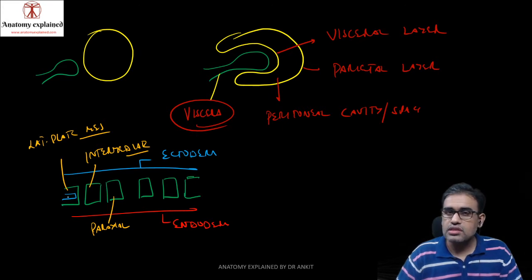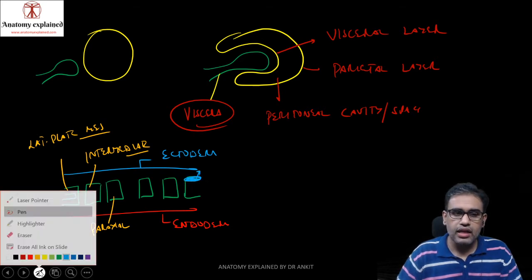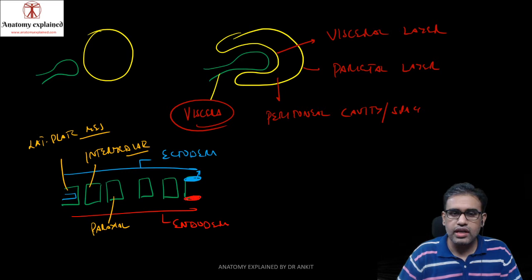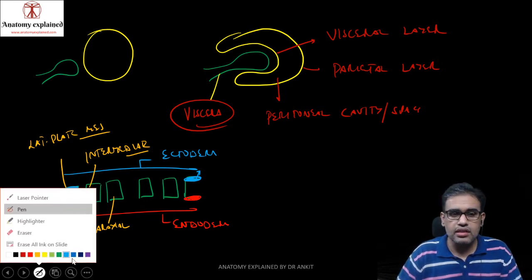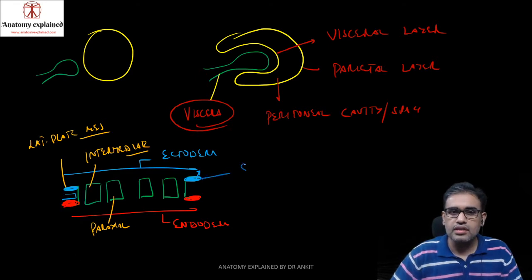That cavity formation will divide the lateral plate mesoderm on both sides into a layer which is close to the ectoderm and a layer which is close to the endoderm. These 2 layers are labeled as follows: the one close to the ectoderm is known as the somatic layer of lateral plate mesoderm, and the one facing the viscera, close to the endoderm, is known as the splanchnic layer of lateral plate mesoderm.